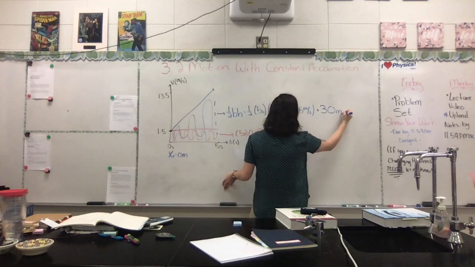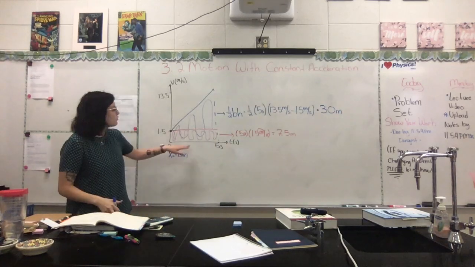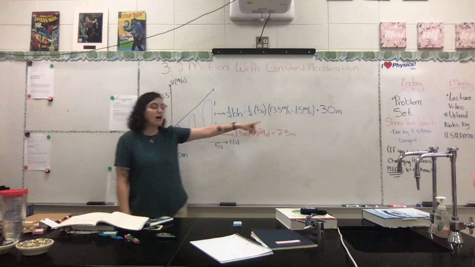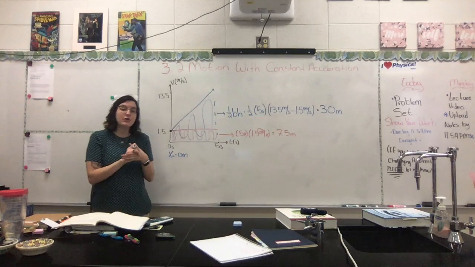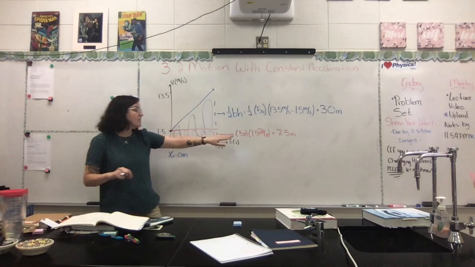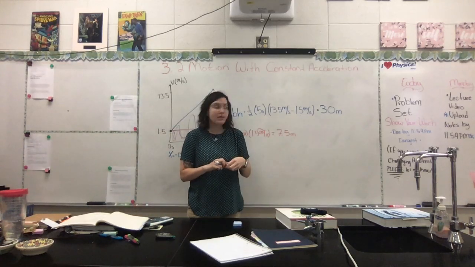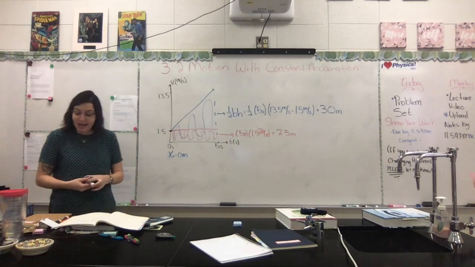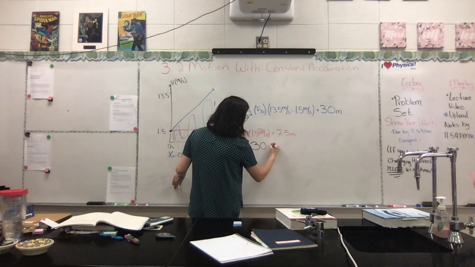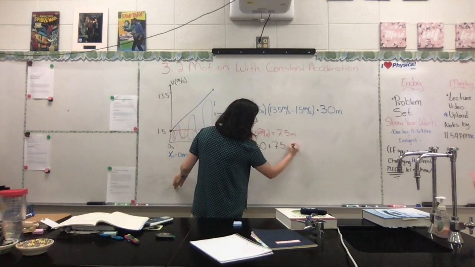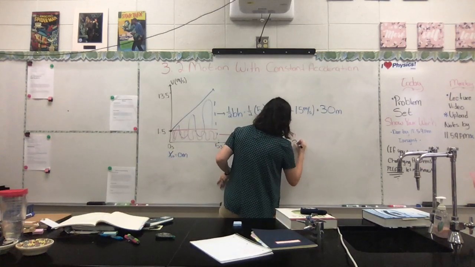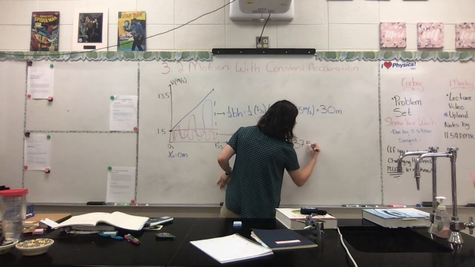30 meters, okay? So we know that the rectangle has an area of 7.5 meters and the triangle has an area of 30 meters. So what we're gonna do to find out the position at 5 seconds is we need to add these two together. So we're gonna do 30 plus 7.5, all right? And when we do that, what do we get? We should get 37.5 meters.